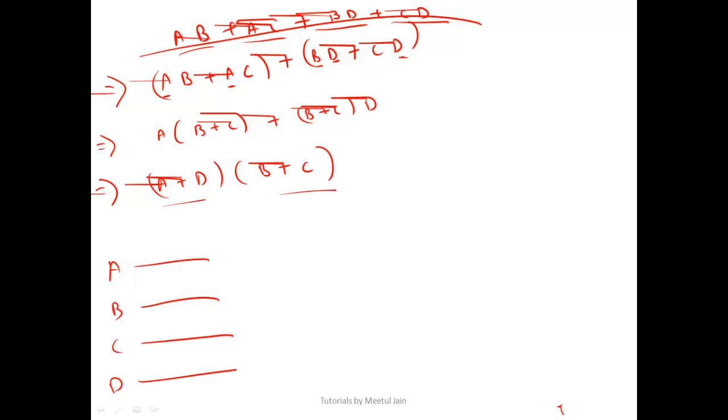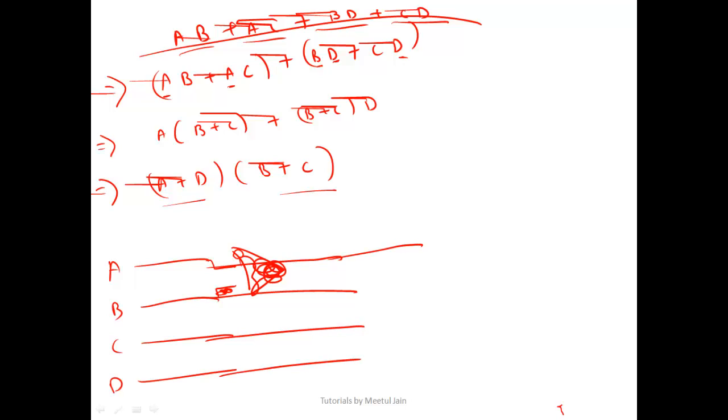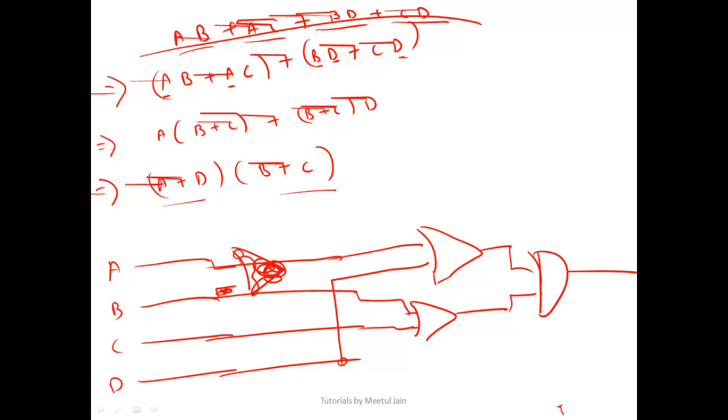A, B, C, D. Sorry, A or D. I used A or B. Please ignore this. We need A or D, B or C, with the AND gate, right?